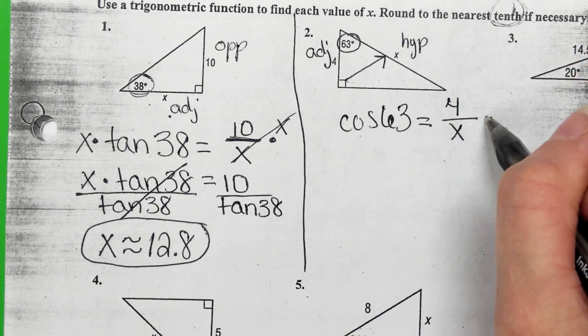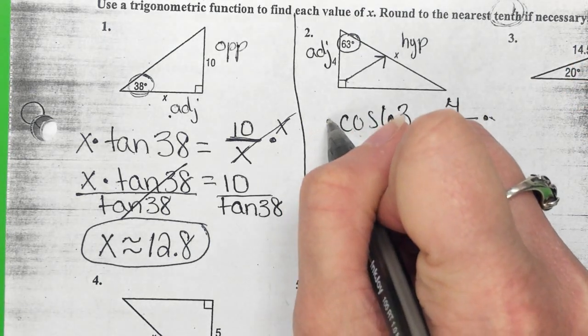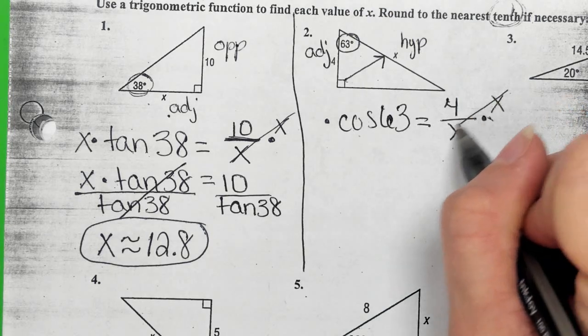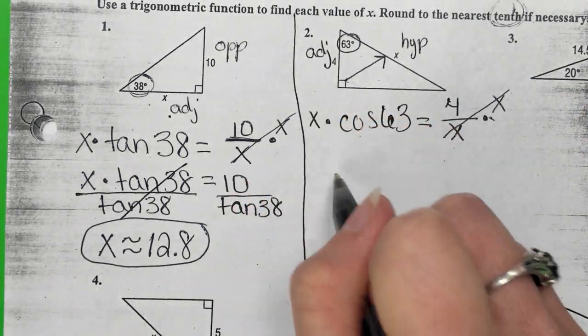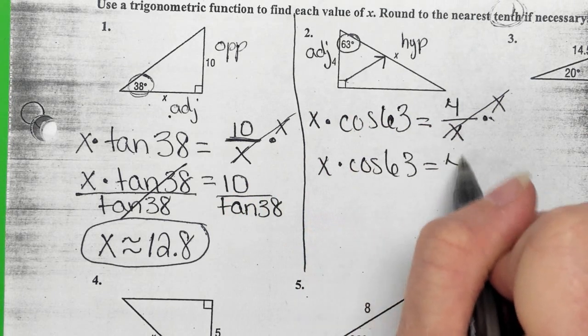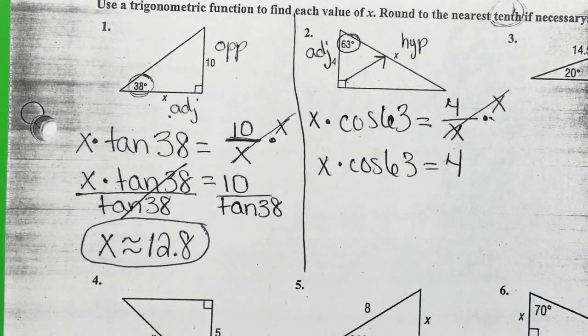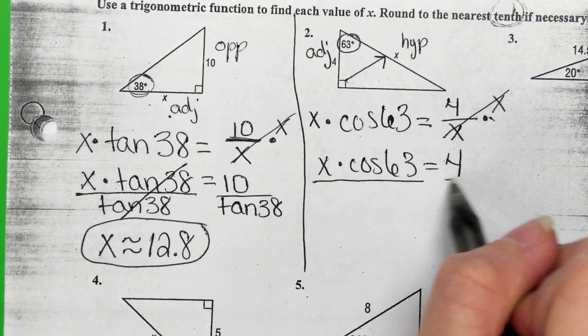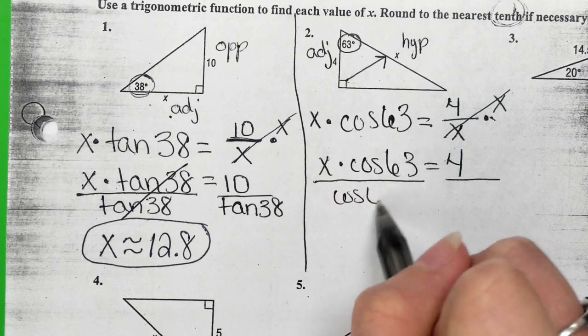Now you're dividing, so the opposite is to multiply. What are you dividing by? What's on the bottom? x. So you have x times cosine of 63 equals 4. Still got to get x by itself. So what's the opposite of multiplying? And what's with the x? There you go.